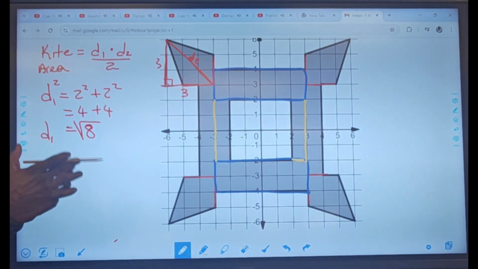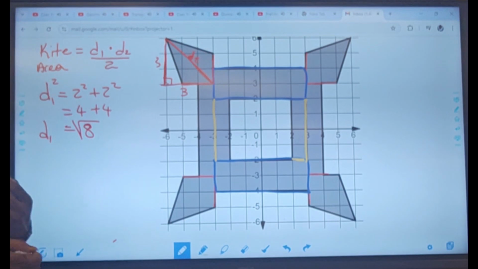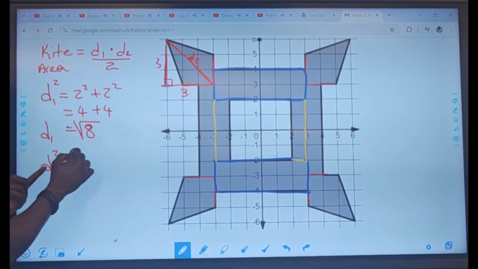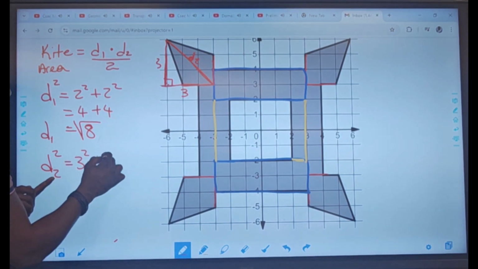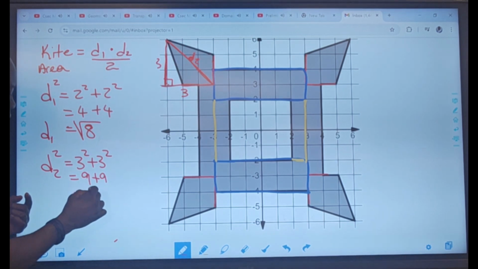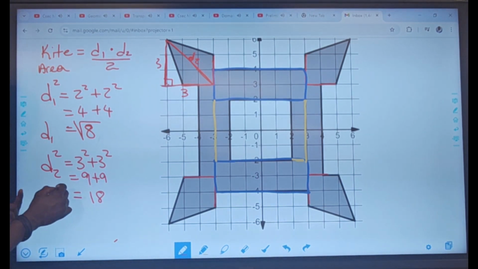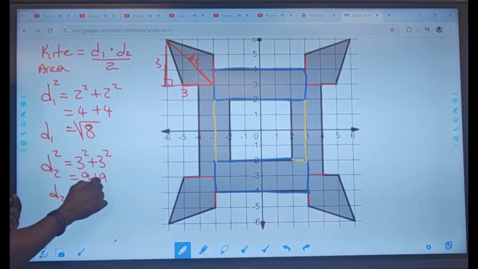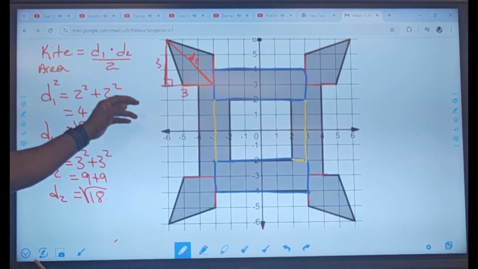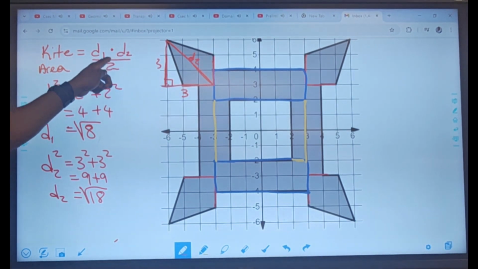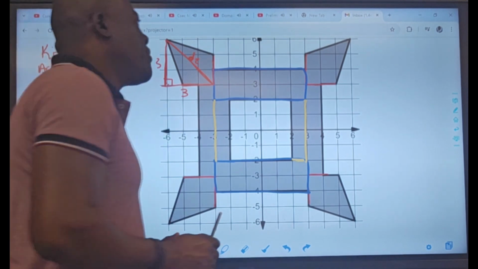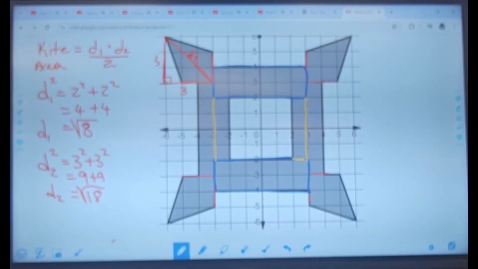I'm going to use the Pythagorean theorem here to assist me one more time. So diagonal 2 squared is going to equal 3 squared plus 3 squared. And this is going to give me 9 plus 9, which is 18. Right now, diagonal 2 is the square root of 18. So now I'm going to simply employ this idea that diagonal 1 times diagonal 2 divided by 2 will give me the area of one of those kites. So let us find the area of just one of these kites right now.